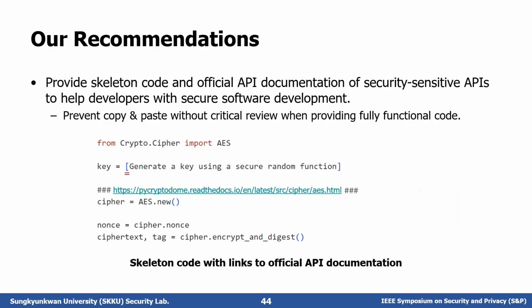Secondly, to address developers' practice of copying and pasting without critical review, tools can provide skeleton code and official API documentation for security-sensitive APIs rather than offering fully functional code. For example, as shown in this figure, the tools can provide skeleton code with links to official API documentation about AES encryption, they can guide developers to select random key and secure encryption mode.